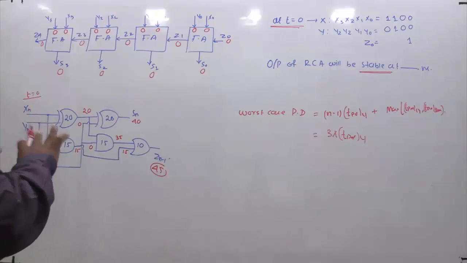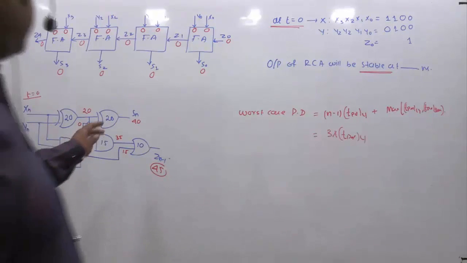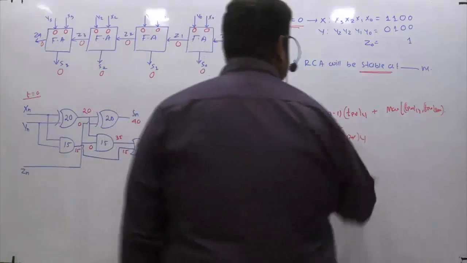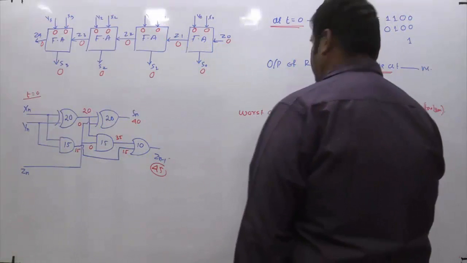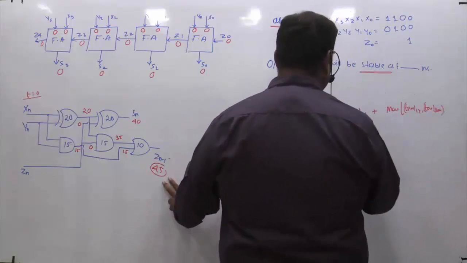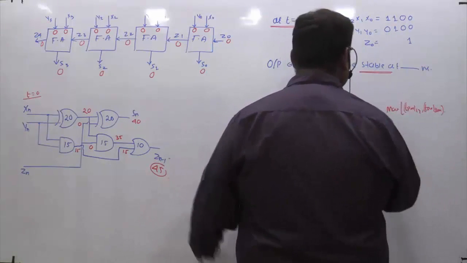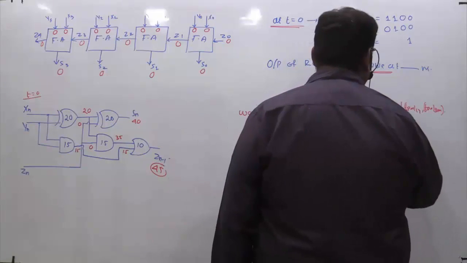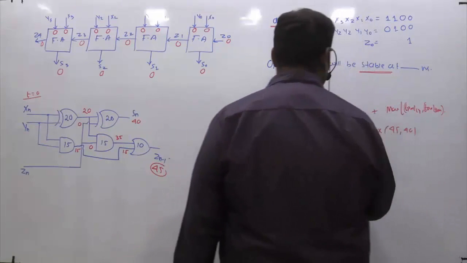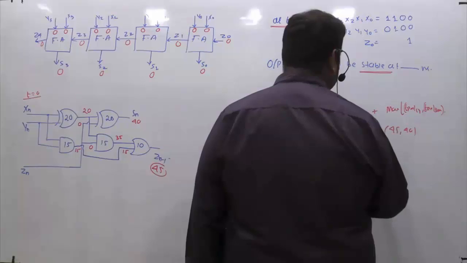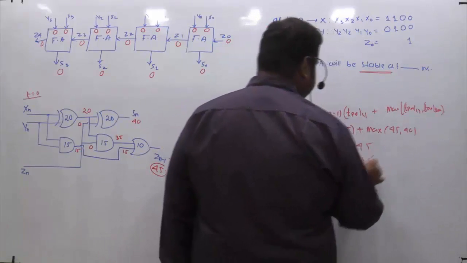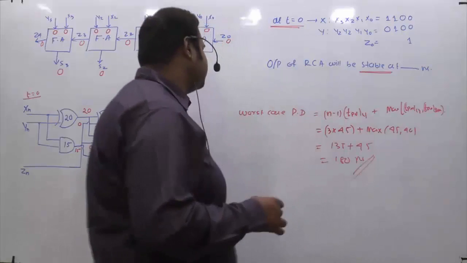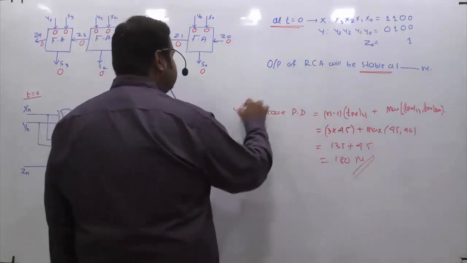These are the worst possibilities. So if that had been the question, then the answer in this case would have been 4 minus 1, which is 3. So 3 into the propagation delay of carry, 45, plus maximum of 45 and 40. So this is 135 plus maximum of 45 and 40, which is 45. So I would have got the answer 180 nanoseconds. This could have been the answer if the question is for worst case propagation delay.